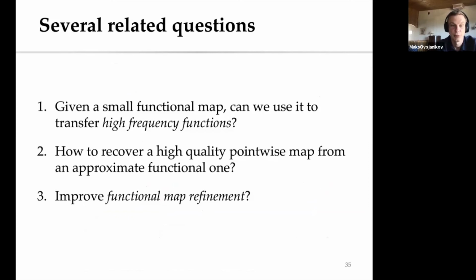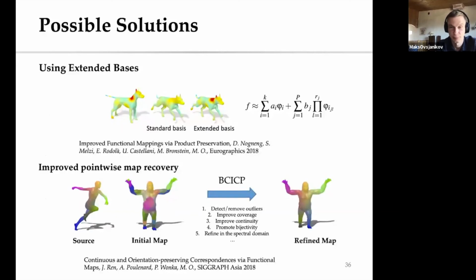And finally, can we overall improve the refinement process? Over the years, many people proposed different kinds of solutions to these problems. Let me just give two examples. One approach is, instead of using just the standard Laplacian basis and only linear combinations of basis functions, you can use what we call an extended basis, where you also take into account, for example, pointwise products of functions. For those who have seen Simone Mazzi's graduate school lecture, he talks a little bit about this approach.